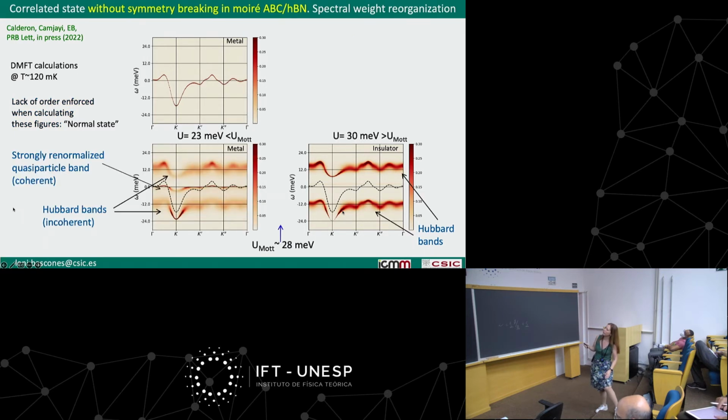Now we reduce the interaction, and so we are at smaller values. And what we observe is that we have a remnant of these bands here and here, but we also have a kind of remnant. So the system is metallic. We have a remnant of this original band, but it has changed a lot. It's really considerably renormalized.